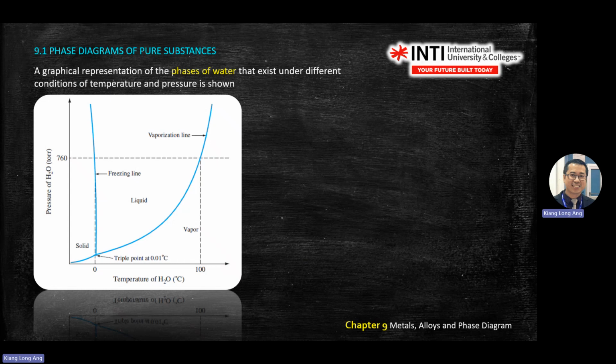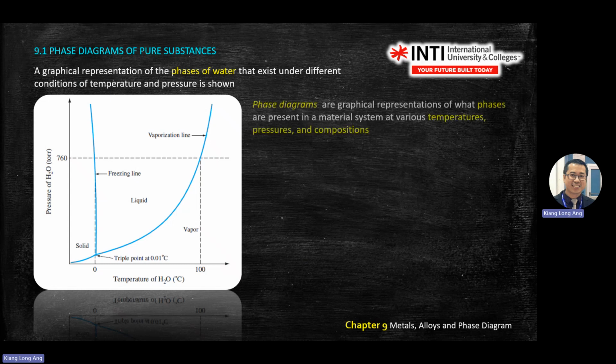Then between solid and liquid, there is a freezing line. Between liquid and vapor, there's a vaporization line. So we also have these two in the metal later on. All these lines move towards either solid or vapor.